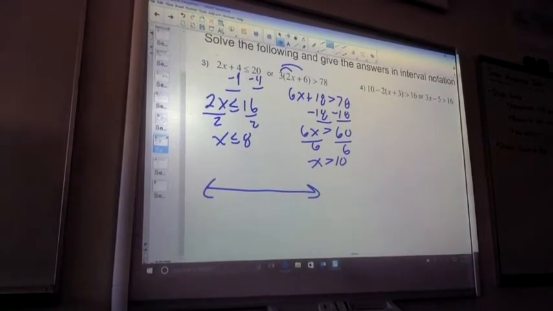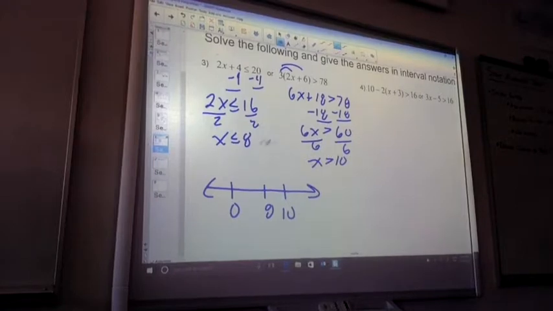Get it? Next one. So if I had 0 down here, and I had 8 about here, and I had 10 about here. Okay, so I want values that are less than or equal to 8. So what values are less than or equal to 8? 7, 6, 5, 4, 3, 2, 1, 0, negatives all the way. So that's going this way.